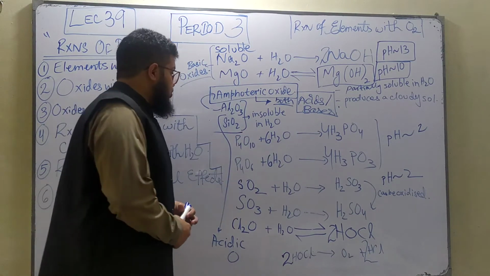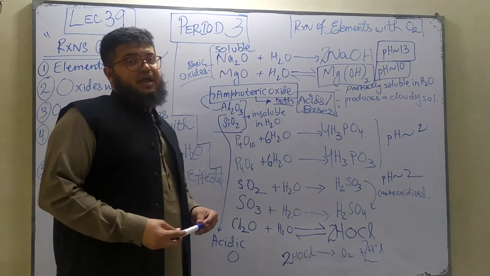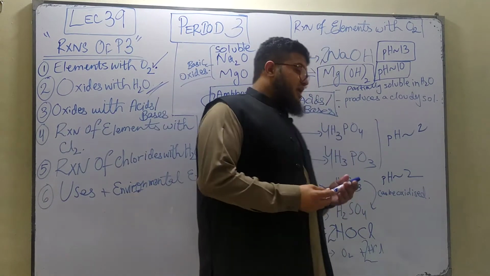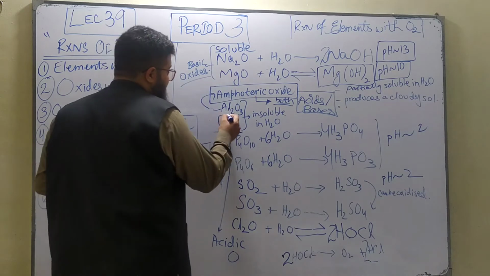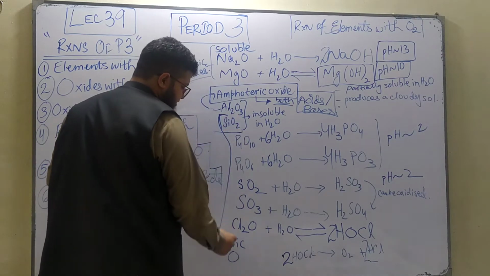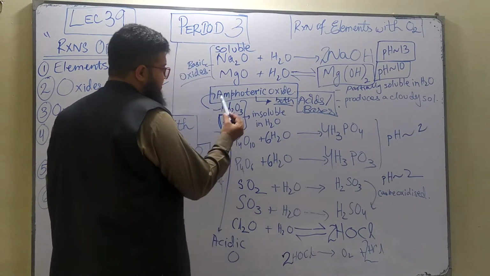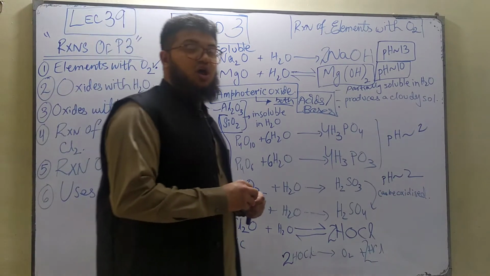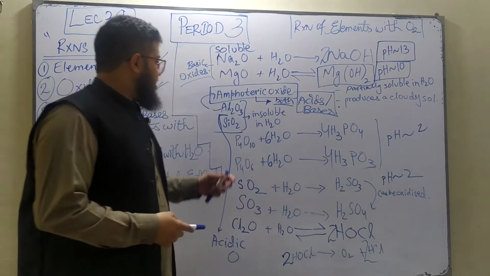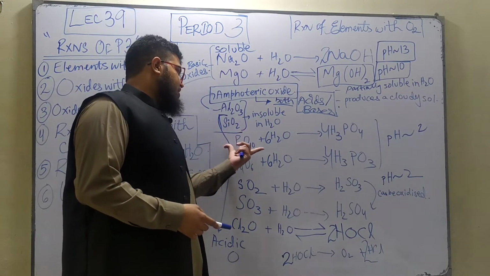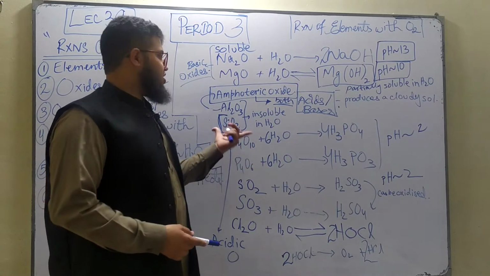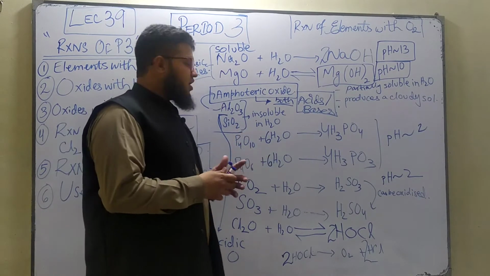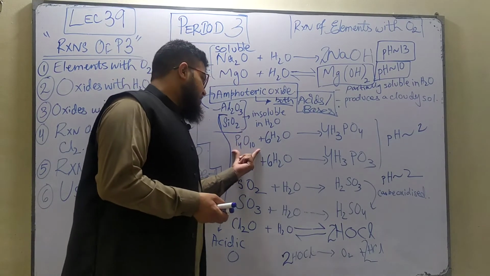Then P4O10, phosphorus 5 oxide. Phosphorus 5 oxide is an acidic oxide. Now, following SiO2, all the oxides over here from silicon to chlorine are acidic. They are all acidic oxides. SiO2 is acidic, but it does not dissolve in water. It is acidic because it can react with basic oxides, and doesn't react with acidic oxides.